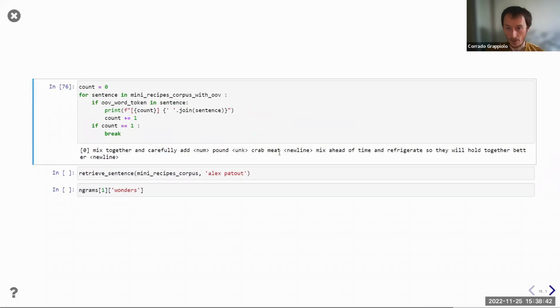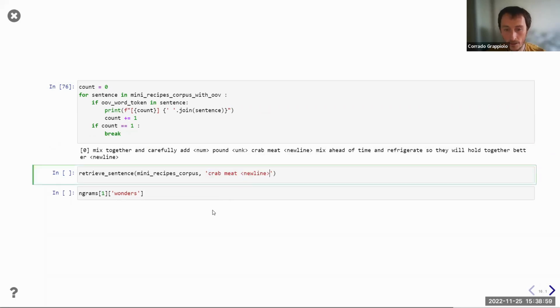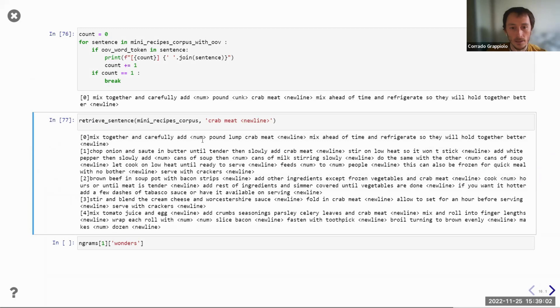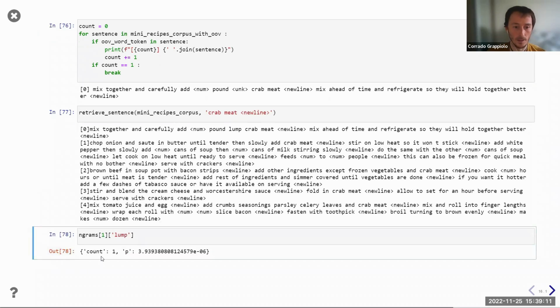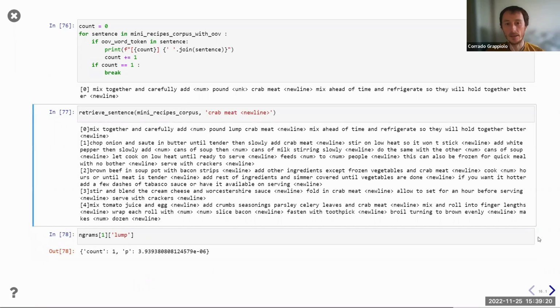This is an example of a recipe that contains this token. We can go and look at the original recipe, which was here. It converted lump into unk. And then, of course, we can go and have a look at lump. Okay, there's only one, so this was a rare word. Given that very simple strategy, we convert it into unk, and then we model the probability of observing an out of vocabulary word.